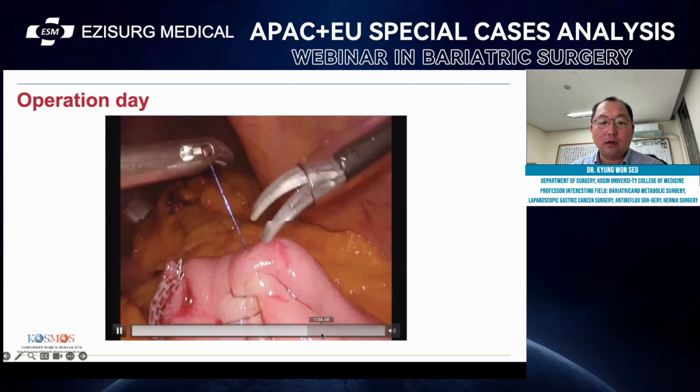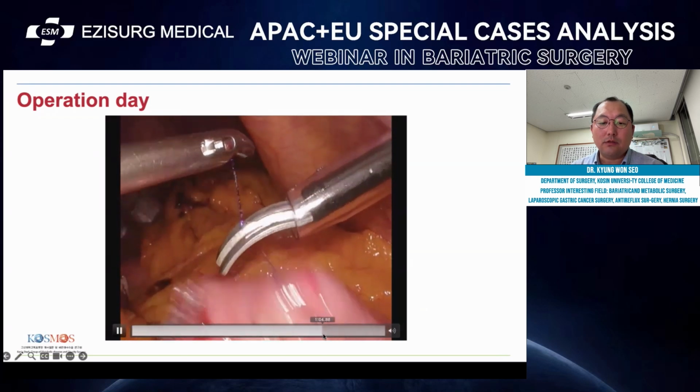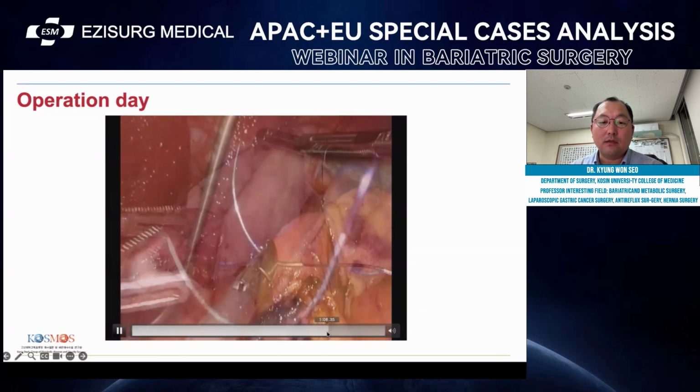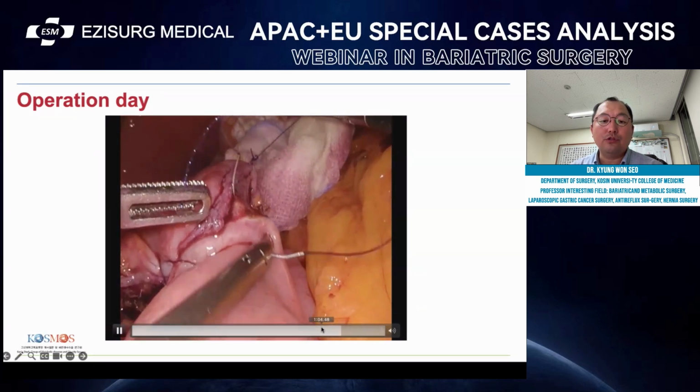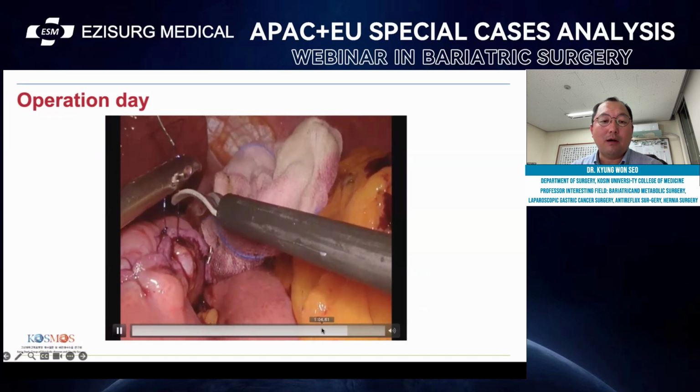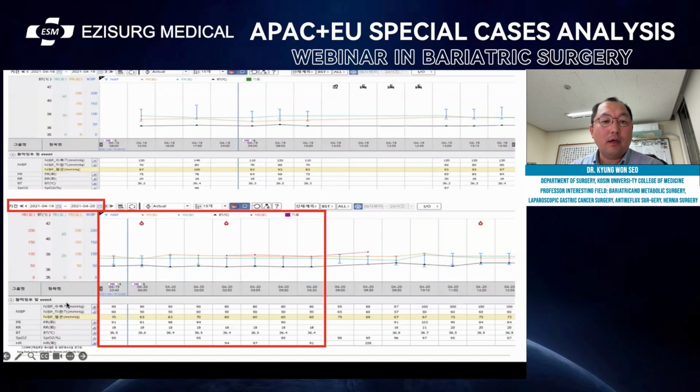And we can close the gastrojejunostomy site with a hand-sewn suture using V-lock, barbed suture.